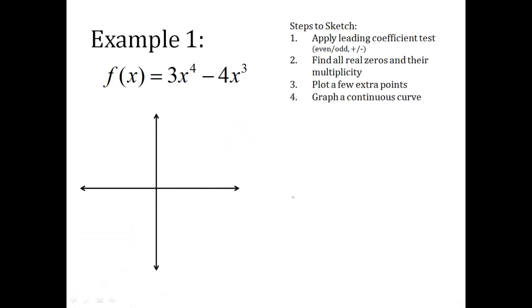Okay, first we're going to apply the leading coefficient test. Notice that it's even, it's a 4. So it's going to have both arms going in the same direction. Since that 3 is positive, that means it's a happy face. Both ends are going to point up. We don't know what's going on between these two, but we know the two ends are going up. All right, so that's my first step. Both arms up. Secondly, finding the zeros.